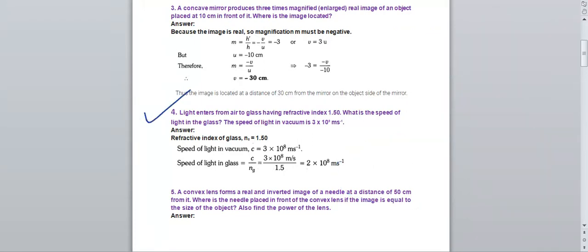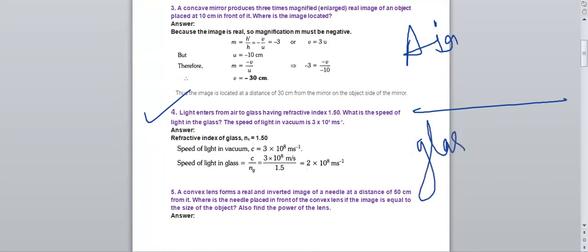Now let's come to question number 4. Light enters from air to glass. Two mediums are there, air and glass. So light will enter from one medium to the other medium, from air to glass, having refractive index 1.50, means refractive index of this glass is 1.50. It is given in the question. What is the speed of light in the glass? The speed of light in vacuum is 3 into 10 to the power 8 meter per second.